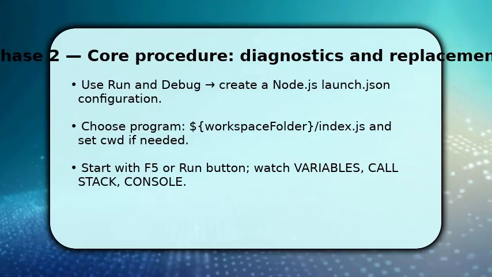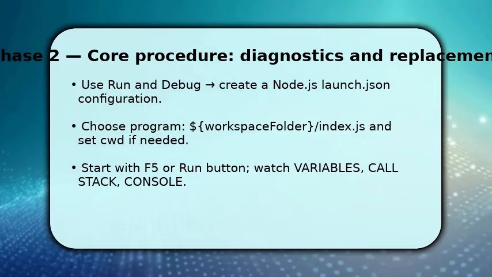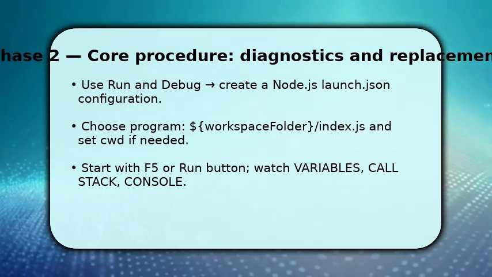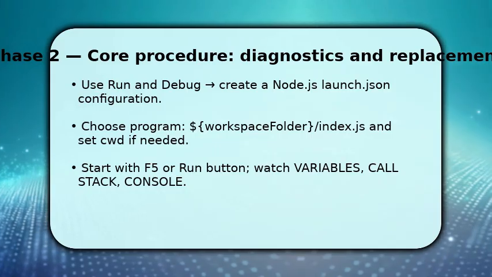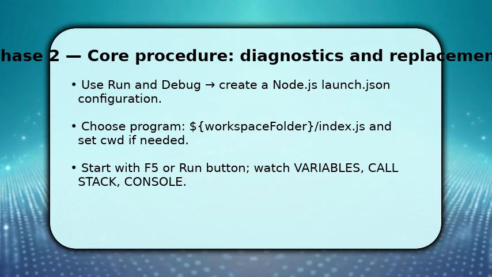Start debugging with F5 and VS Code will launch Node and pause at your breakpoint. While paused, examine variables and watch, step through with F10 or F11, and observe the debug console output to understand state. Finally, you iterate until the bug is fixed by inspecting state and trying small changes.